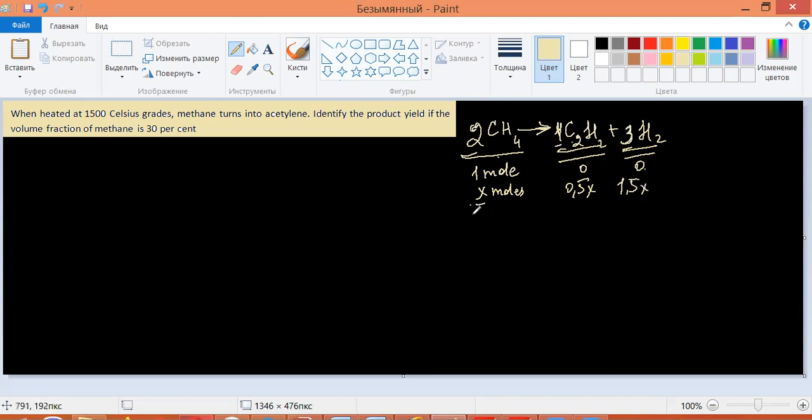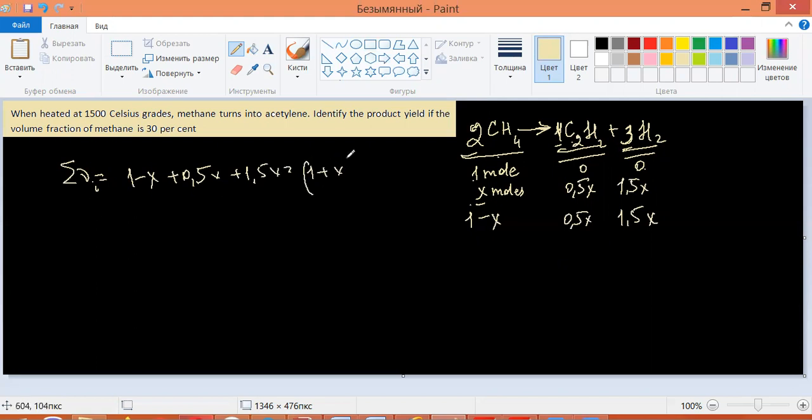Finally, we initially had 1 mole. X moles went into the reaction. That means that finally we've got 1 minus X moles of methane, 0.5 X moles of C2H2, and 1.5 X moles of hydrogen. So what is the total amount of both reagent and the products? We just add these parts. So we've got finally 1 plus X moles.